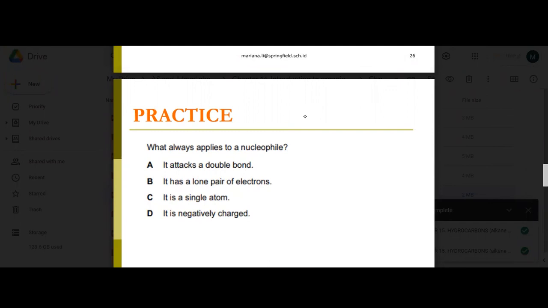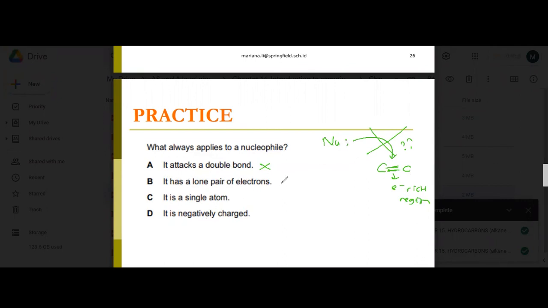Next. Okay, what's the answer? Let's see the options one by one. It attacks a double bond. A nucleophile, once again, is an electron rich species. A double bond has a pi bond, right? And this is an electron rich region. Can an electron rich species attack an electron rich region? No, it won't. So this is false. A nucleophile will not attack a negative region since it is negative as well.